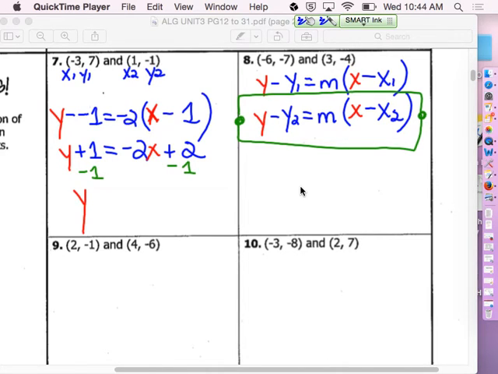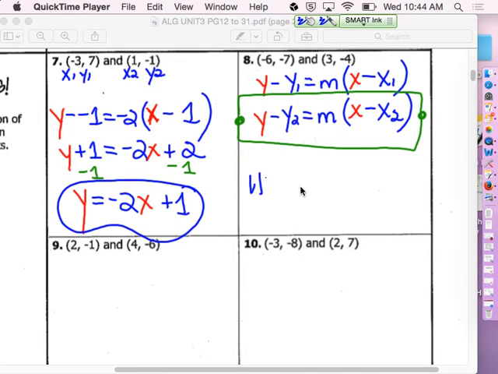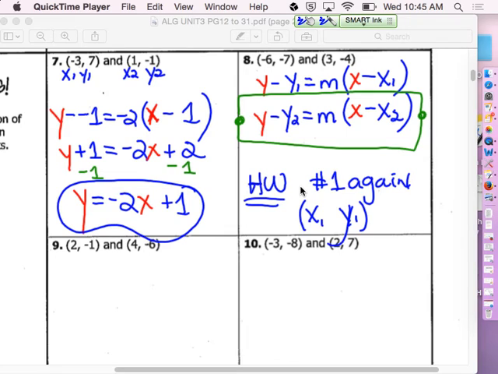So I will ask you to redo this using the other point to verify that you get the same end result. So for your homework, I would like for you to do number 1 again, but I would like for you to use the other ordered pair. I would like for you to use the ordered pair x sub 1, y sub 1, and verify that you get the same slope-intercept form that I got using x sub 2, y sub 2.